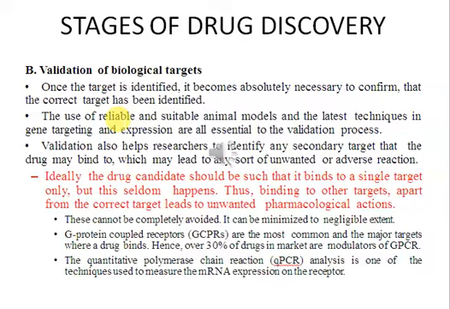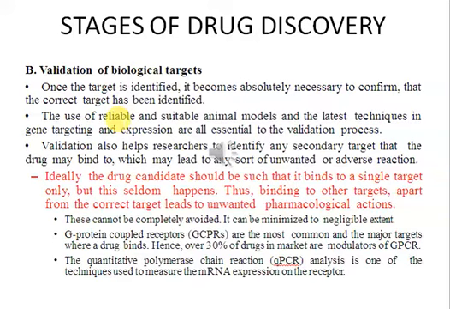So the second step of drug discovery is, number one, to confirm that we have selected the right target or not, and secondly, to identify whether the drug is binding to a secondary target or not. Ideally, the drug should bind to a single target only, but that seldom happens. Binding to other targets apart from the intended target leads to unwanted pharmacological actions. These bindings to secondary targets cannot be completely avoided, but they can be minimized to a negligible extent.